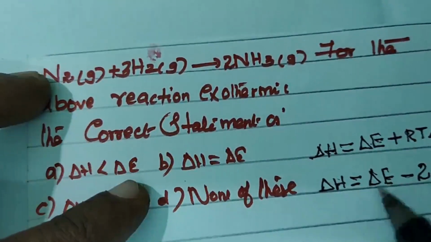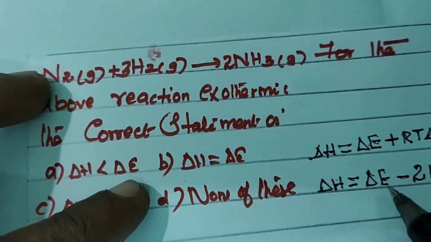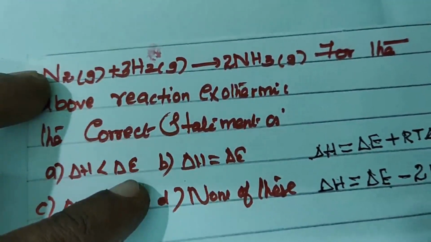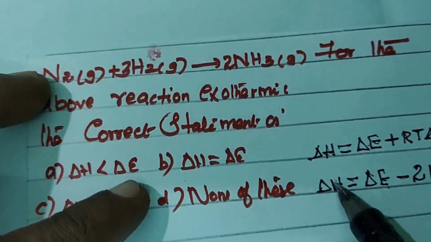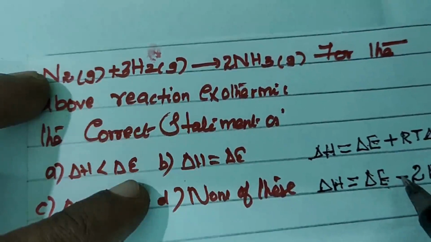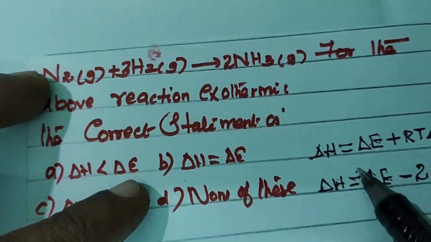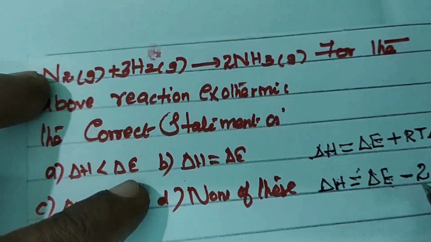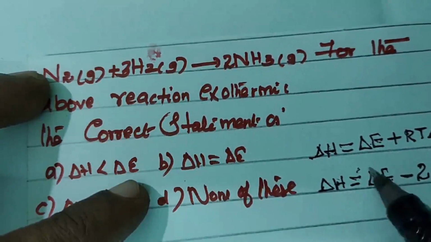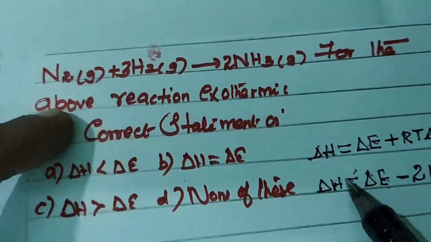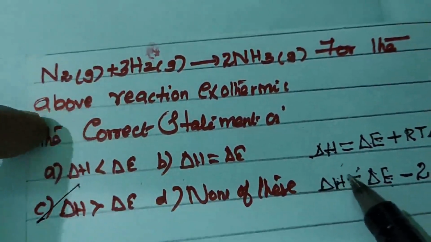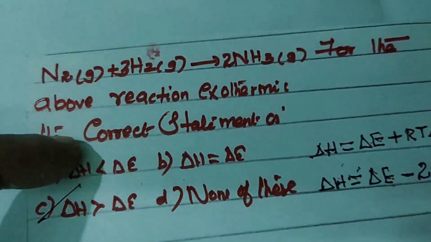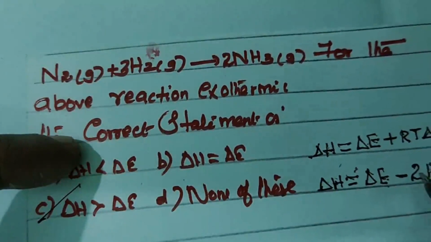Delta H is equal to delta E when delta N is equal to 0. If it is a negative value, delta H is less than delta E. If it is a positive value, delta H is greater than delta E. So here delta E is a low value, so delta H is greater than delta E. So in the formation of ammonia, the delta Ng value is minus.